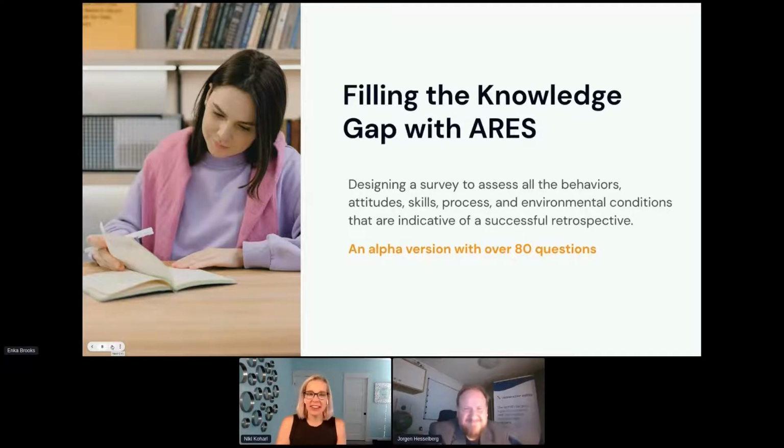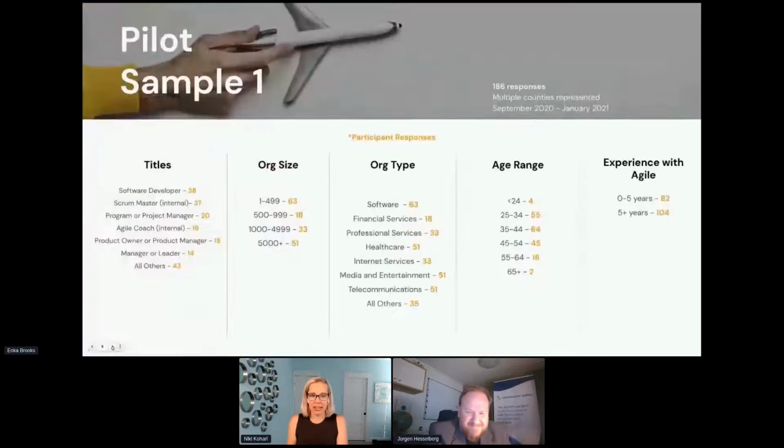So we want to take a look at pilot sample number 1 here on the next slide. We went out to the Agile community and looked for people who had experience with retrospectives, and ended up having 186 individuals participate in the first version of the survey. That was late last year into early this year. So a big thanks to all of those people, because it was a very long survey and we really got some great results from them.